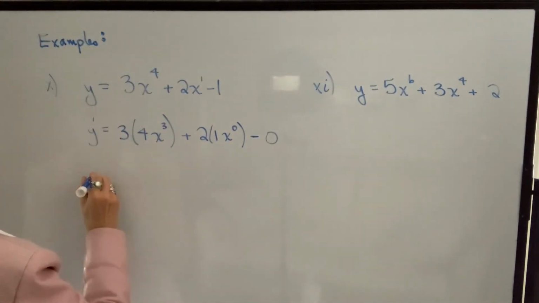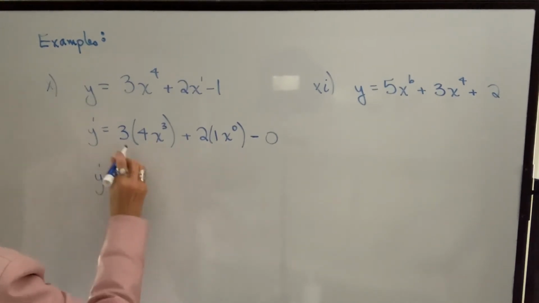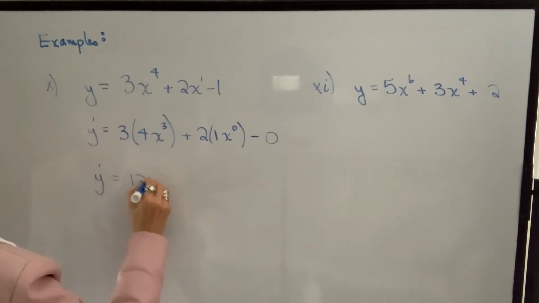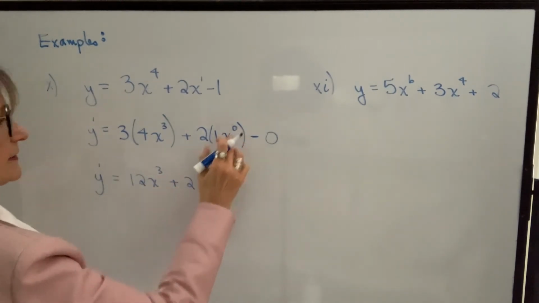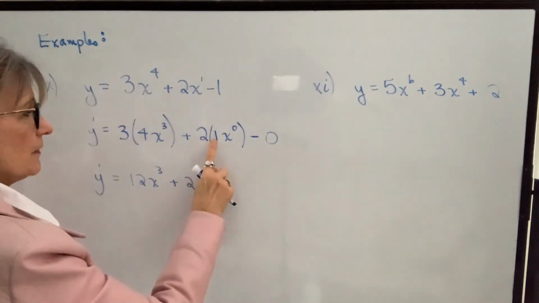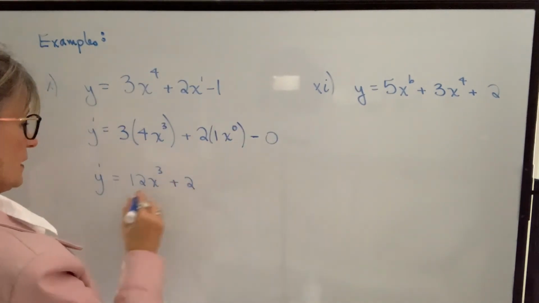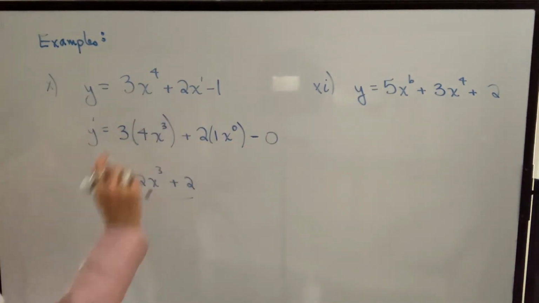So now it's just a matter of cleaning this up and making it look nice. So we've got 12 times x cubed plus 2 times x to the 0, which is 1. So 2 times 1 is just 2. So this is the derivative of this function.